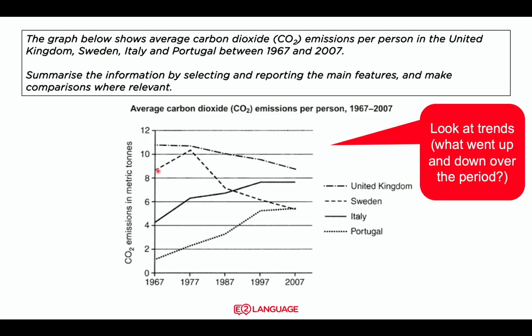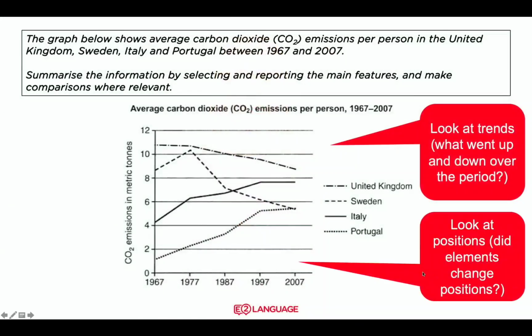Also, Sweden, so the amount of carbon dioxide, it went up here, but overall, from start to finish, there was a big drop in the emissions. On the other hand, or in contrast, you can see this upward trend in Italy and in Portugal. So 2 clear trends are happening here. The UK and Sweden down, Italy and Portugal up. Now that is vital for this kind of task.